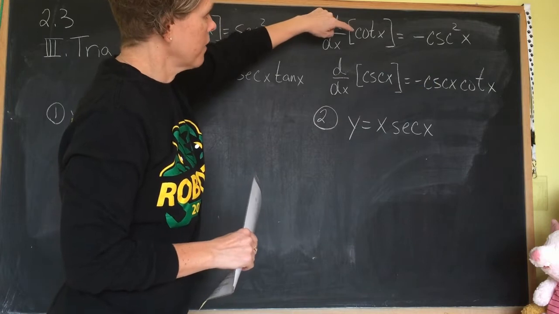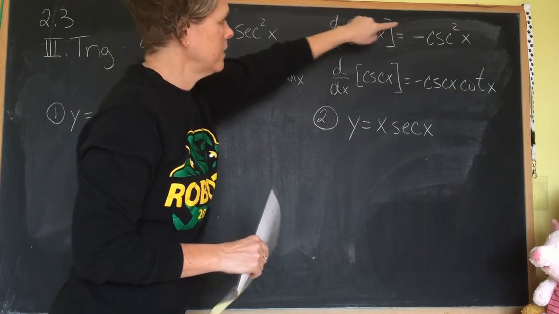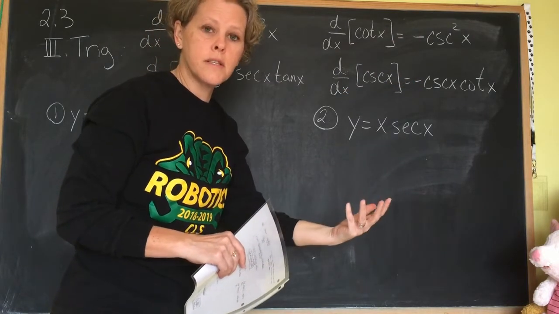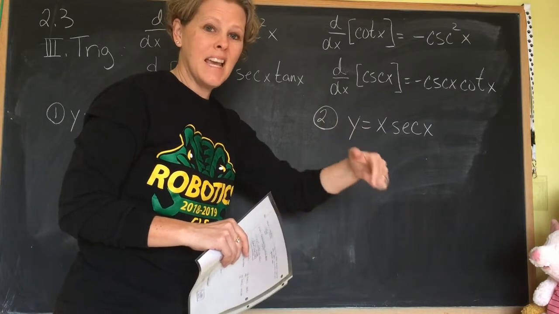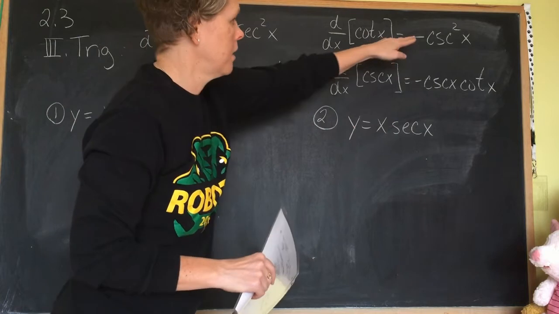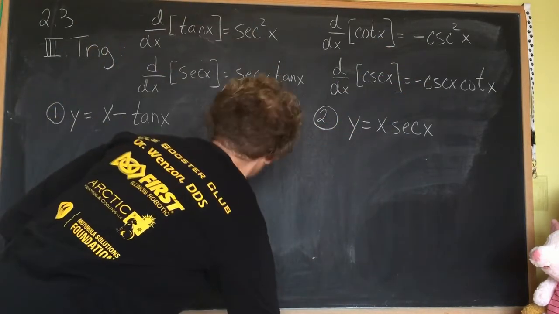Notice any trig function that starts with the letter c, when you take the derivative of it, it's negative. That also holds true for cosine. Cosine starts with a c. The derivative of cosine is negative sine. So all derivatives of c trig functions are negative. So just something to pay attention to, something little to notice. All right, so here you go.